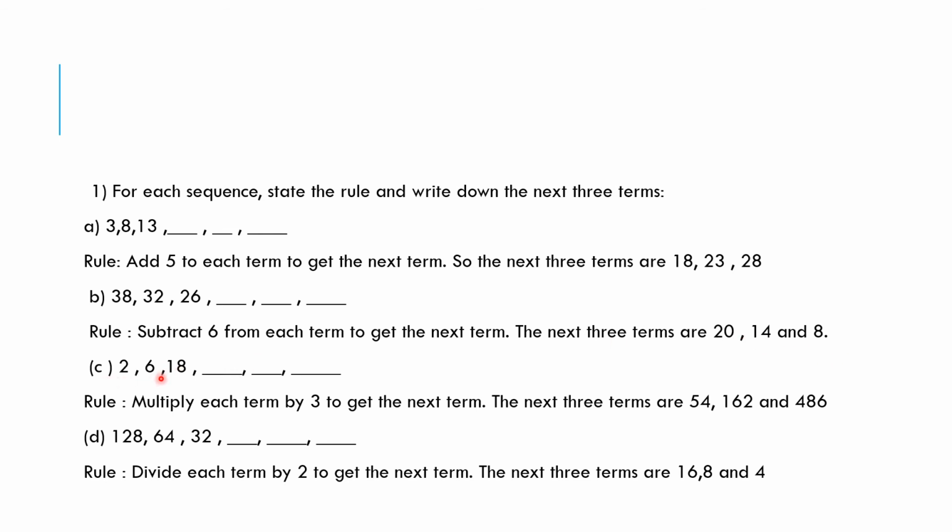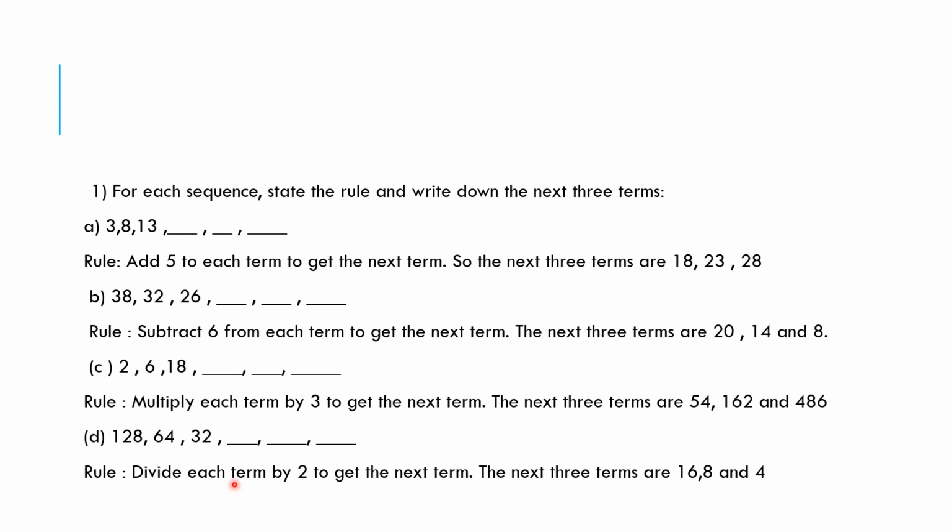Now the next is 2, 6, 18, etc. Now the rule is multiply each term by 3 to get the next term. The next three terms are 18 times 3 is 54, 54 times 3 is 162 and 162 times 3 is 486.